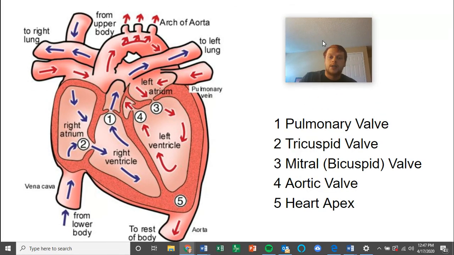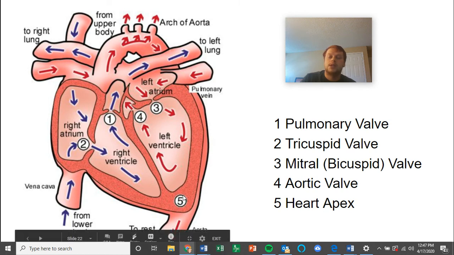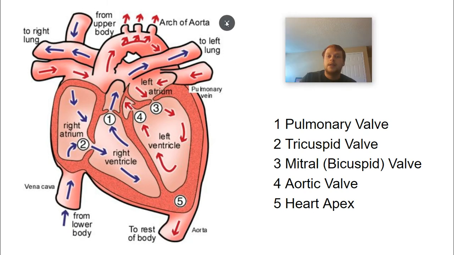So here are our answers. Number 1 right here is your pulmonary valve. Number 2 is the tricuspid. 3 is the mitral or bicuspid valve. 4 is your aortic valve. And then 5, remember, the distal point is the apex of the heart. That is the end of our slides.